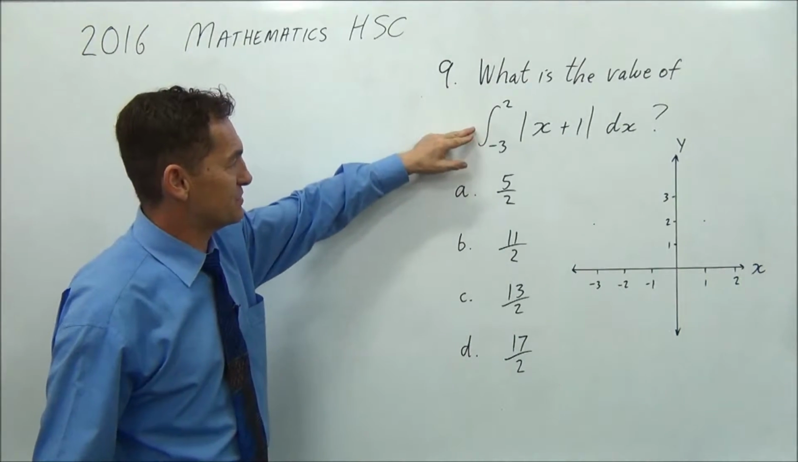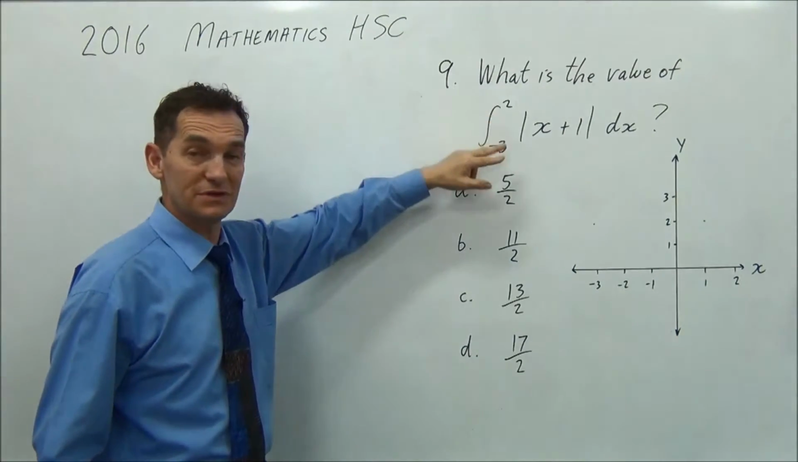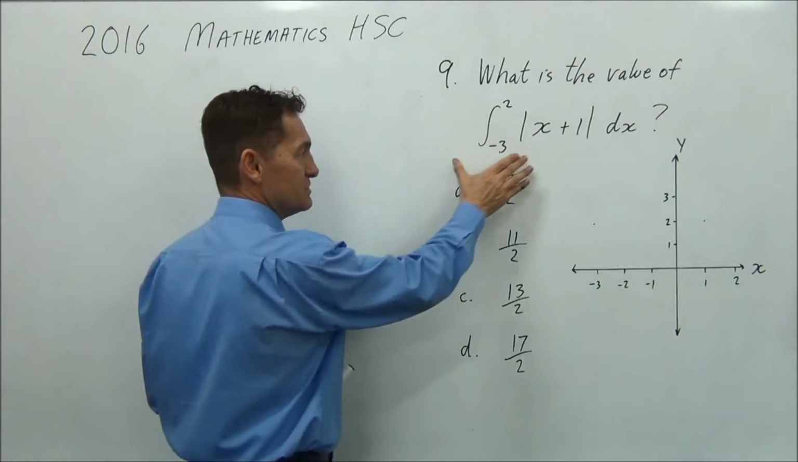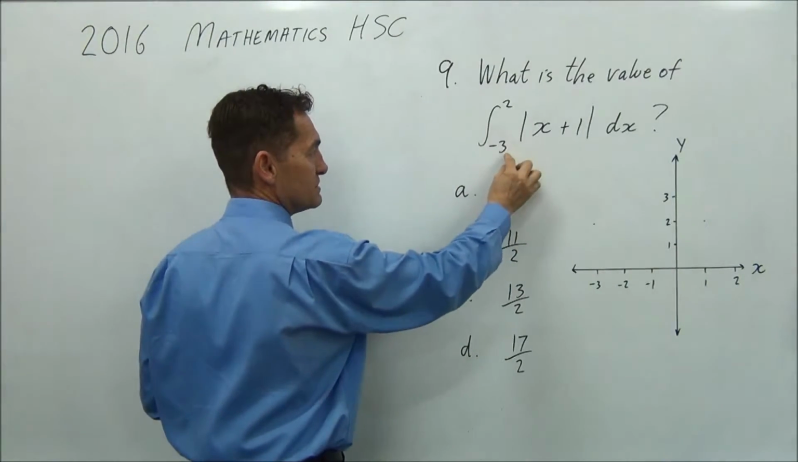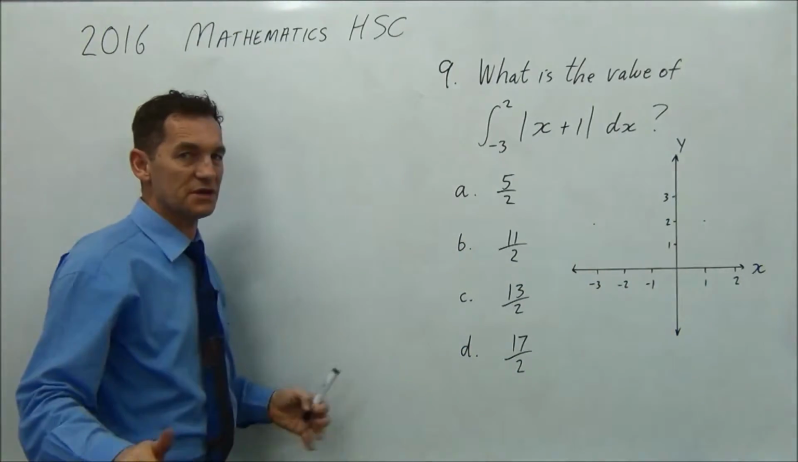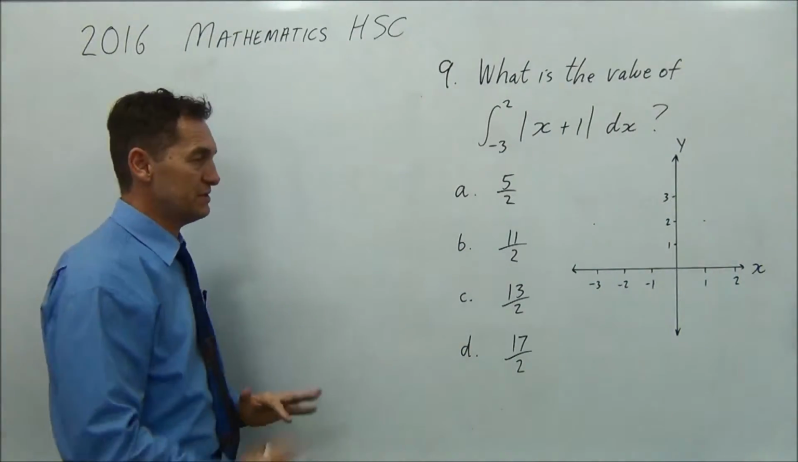What is the value of the integral between -3 and 2 of the absolute value of x plus 1 dx? What you should do when you get a question like this, because it's negative, is actually to draw it. Now, I've drawn that in there. That doesn't come with the question. You would have to actually draw that in.